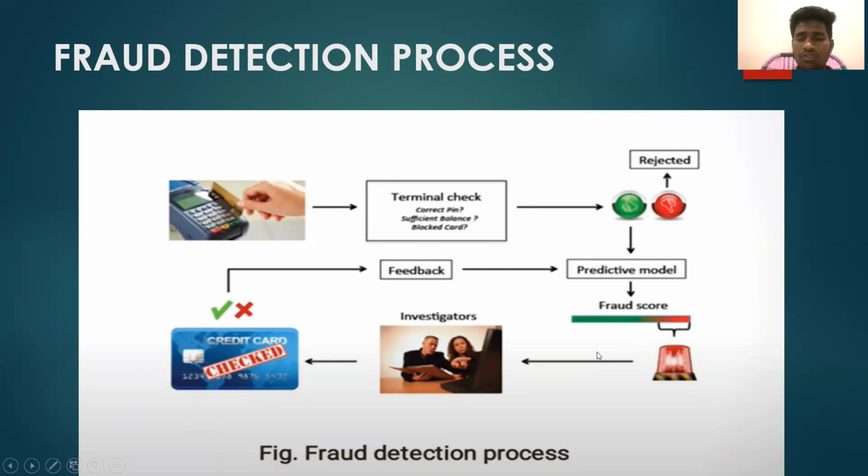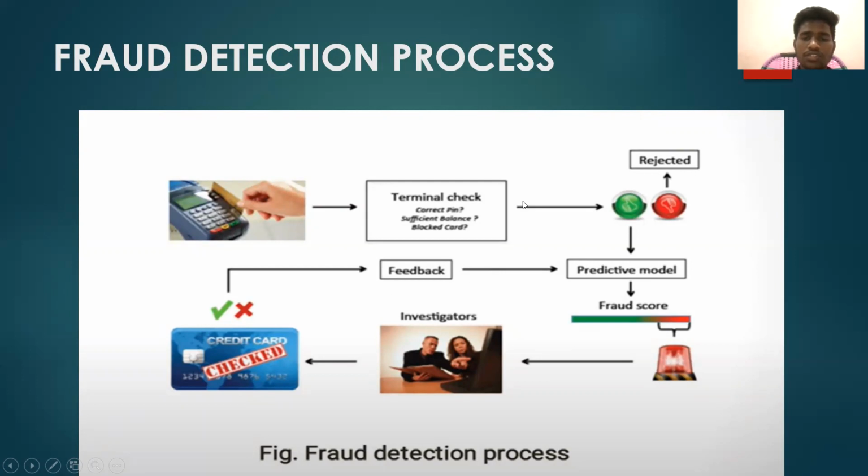If there is fraud, there are investigators, and the investigators check whether it is fraud or not. If it is checked and found fine, then only the money will be debited. If it is fraud, the money will not be debited, and it will intimate us that it is a fraud. So it will give feedback back to the predictor model on whether it is fraud or not. This is the feedback.